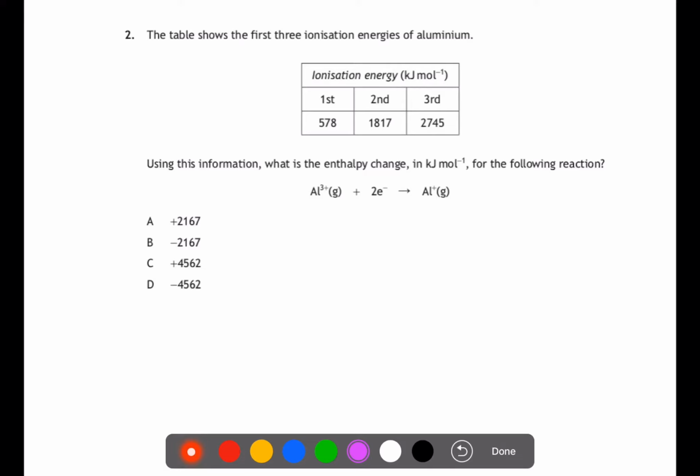When we put electrons back in, as we have in this equation, this will release energy, so we can immediately eliminate answers A and C as they are positive. Here we have aluminium 3 plus. We're putting back in the last 2 electrons which were removed. So the energy will be the third and the second ionization energy added together, and then it will be getting released, so it will be negative. This means that our answer will be D.